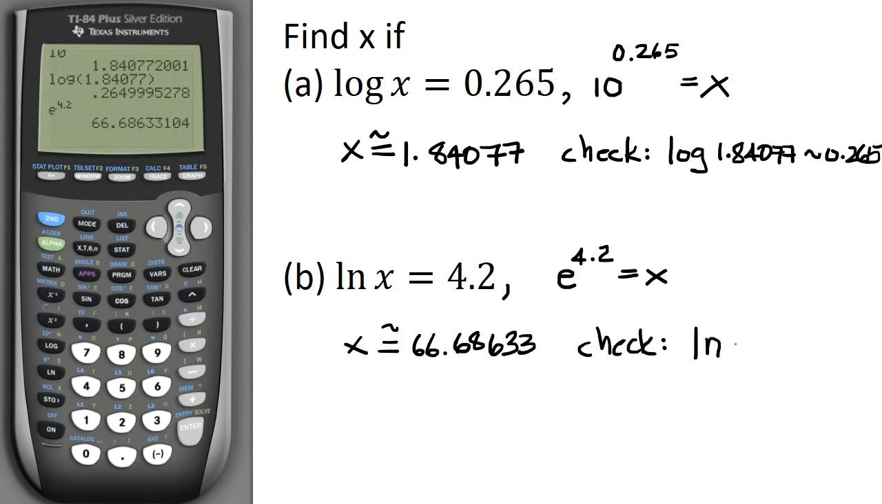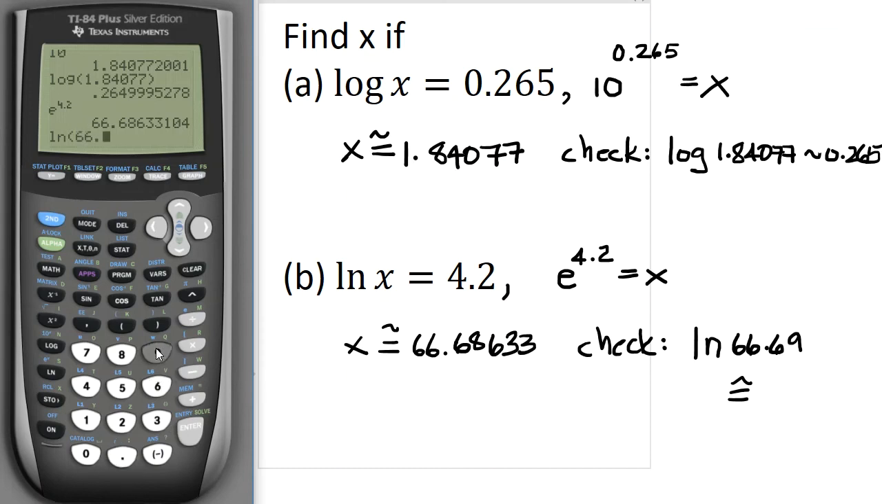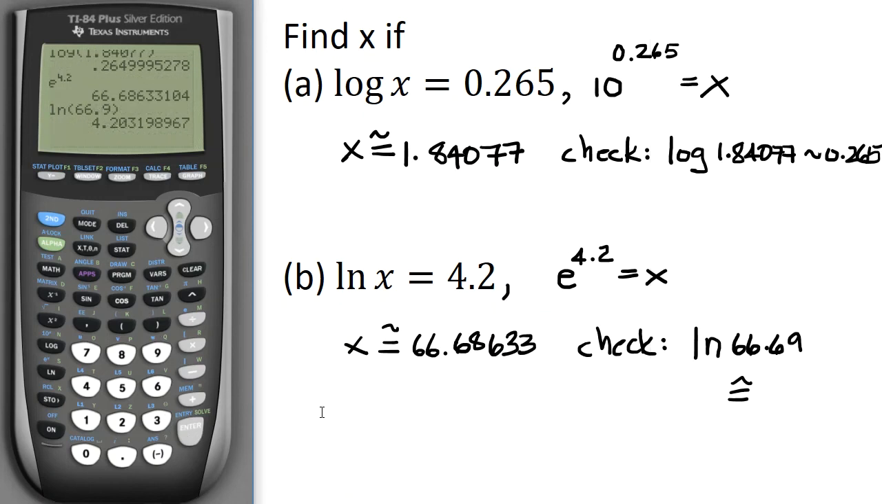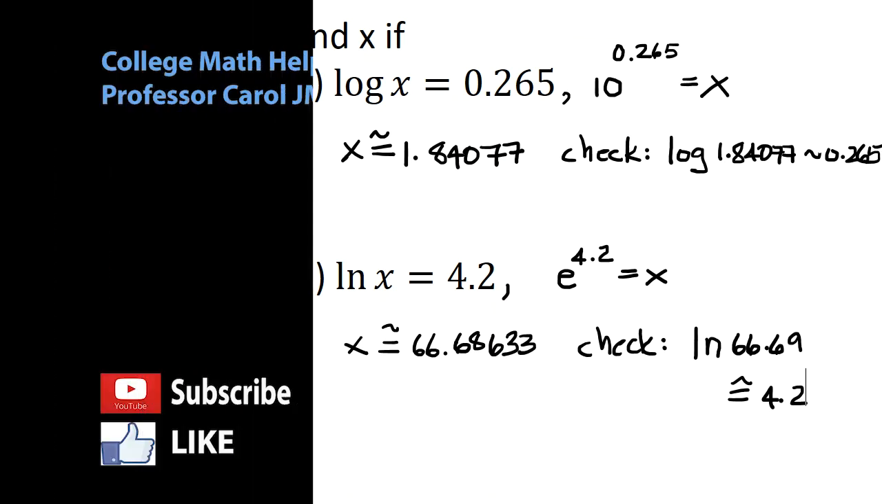Again, I can check this one. If I put in that ln, and I said x is 66.68663, so I'm going to just approximate that. So 66.69. So I've rounded it off, so I expect to get a rounding error here. So the natural log of 66.69, and that's going to give me approximately 4.2. So that confirms the solution to my problem using the definition of logarithms.